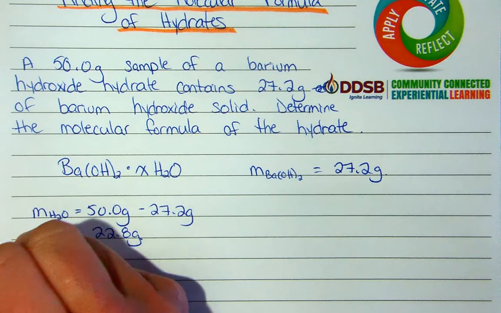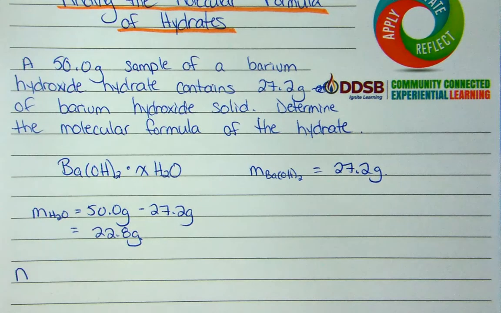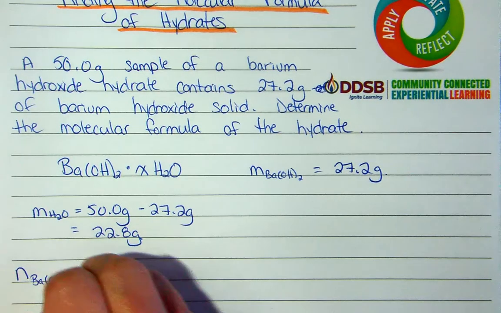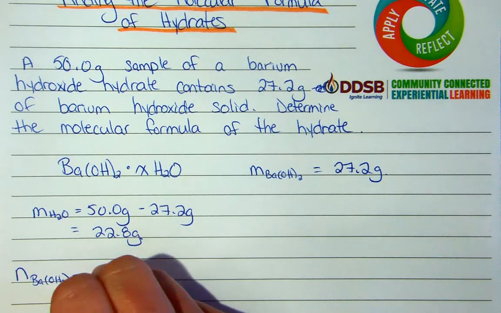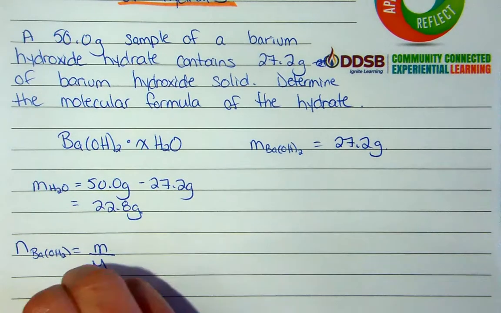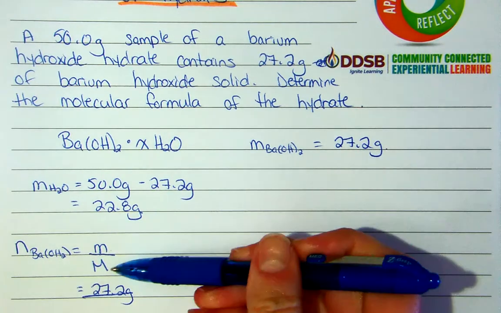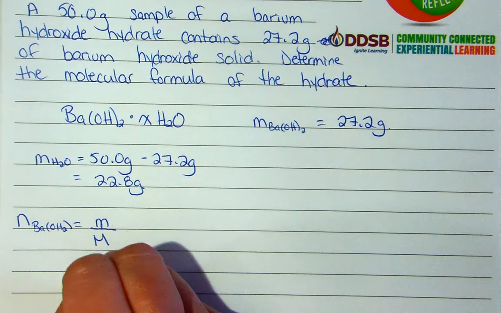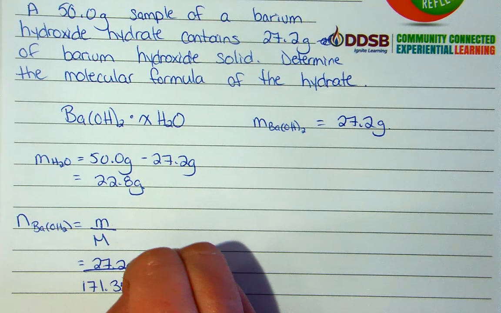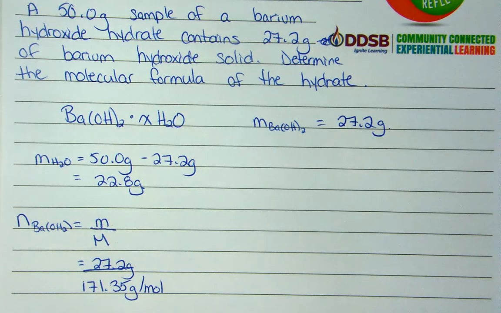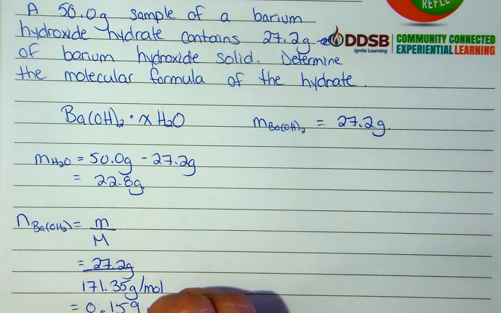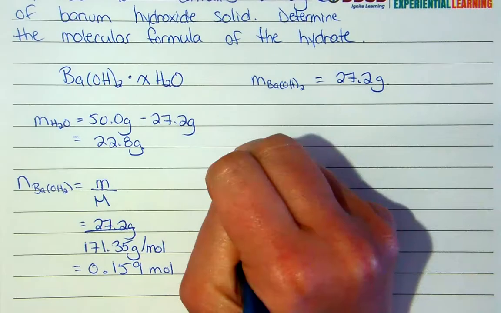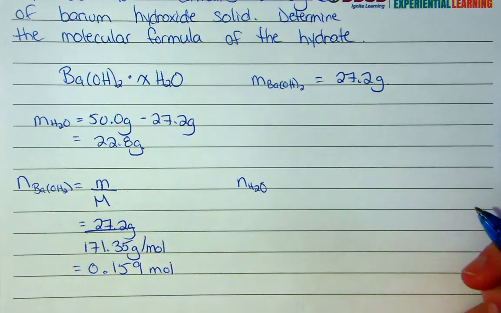So we can find the number of moles of barium hydroxide by taking the mass of it divided by the molar mass of it. Okay, so 27.2 grams divided by, when you calculate the molar mass of barium hydroxide, the whole compound, we get 171.35 grams per mole. Okay, and that gives us 0.159 moles.